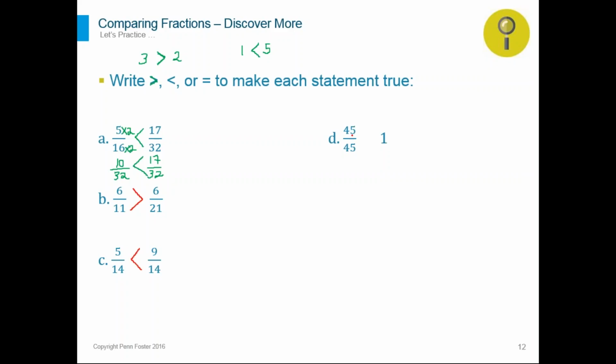D, 45 over 45 equals, less than, or greater than 1. The rule says, and many of you may know that, any number over itself will give you 1, a whole 1. So 1,250 over 1,250 will equal 1. The same thing, 45 over 45 equals 1. That's it. Do you have any questions? Anything that wasn't explained well?